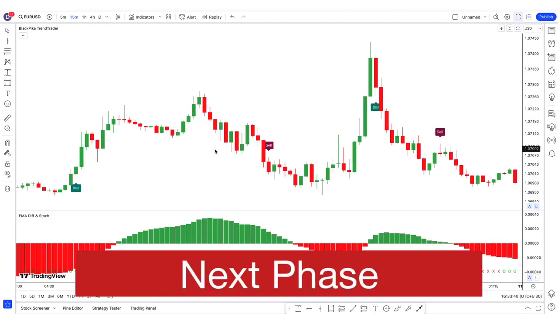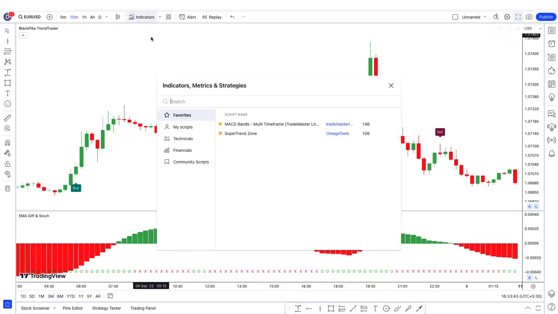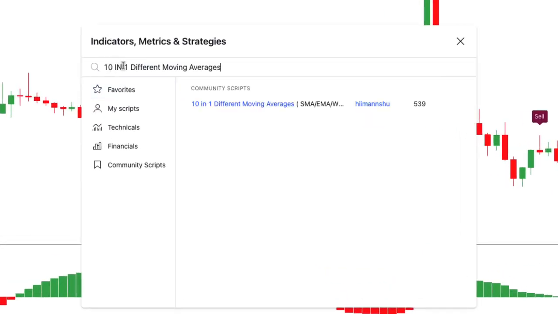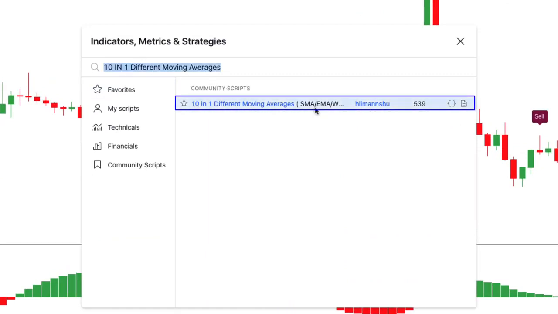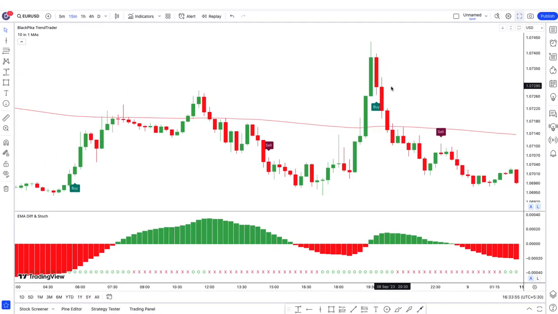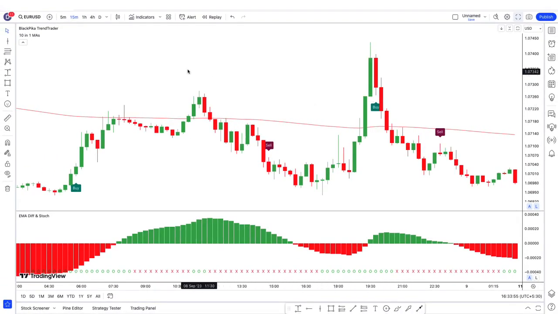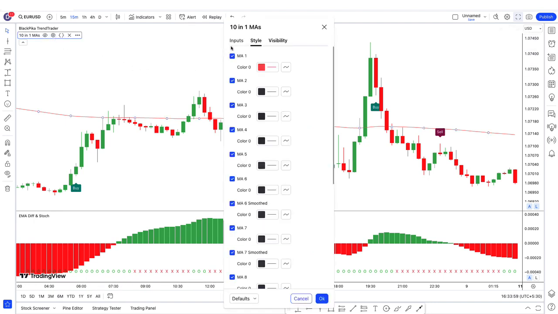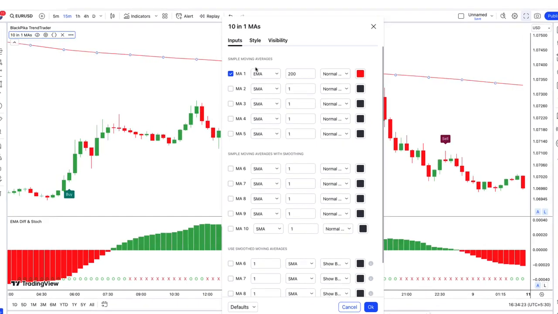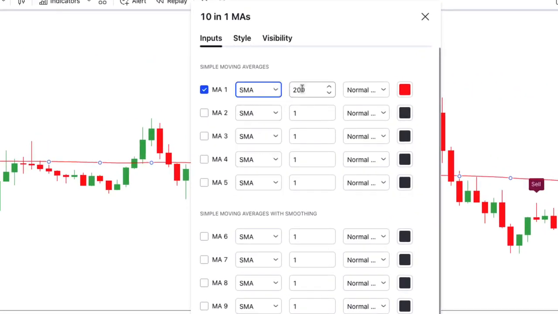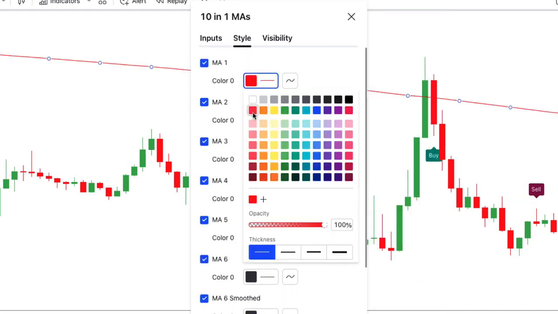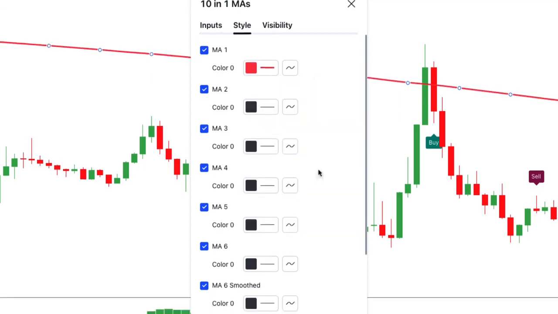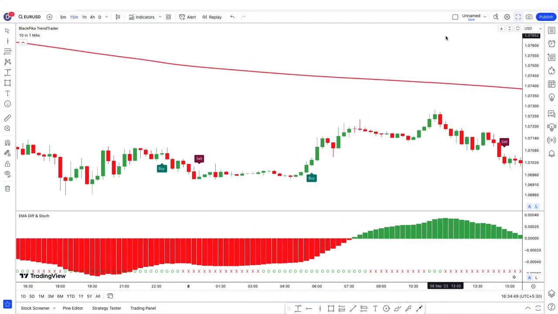Alright, let's move on to the next phase. Back to the Indicators tab we go. And this time, let's search for moving averages and select this one by Himanshu and add this indicator to your chart. Now in this step, we're going to increase the indicator's period to capture long-term trends. So open settings and select the Input section, change EMA to SMA and period 200 to 400. Now move to the Style tab, set the color to be clearly visible. Then click OK.